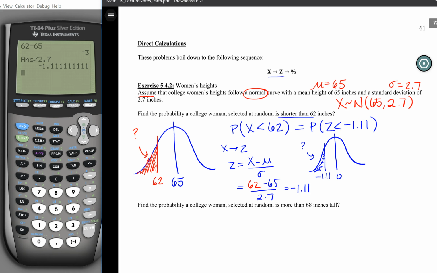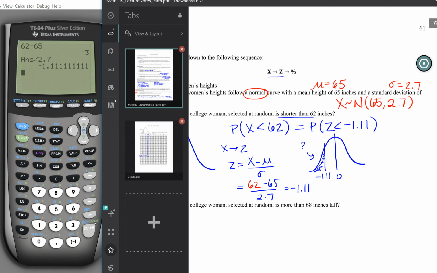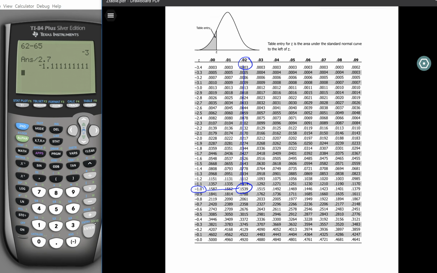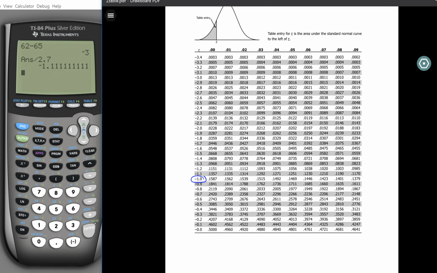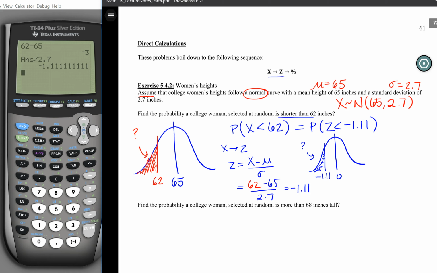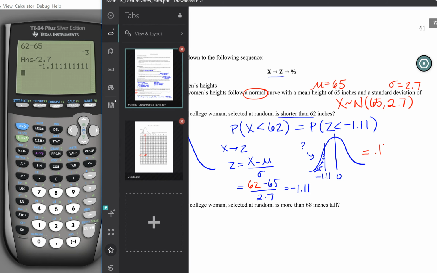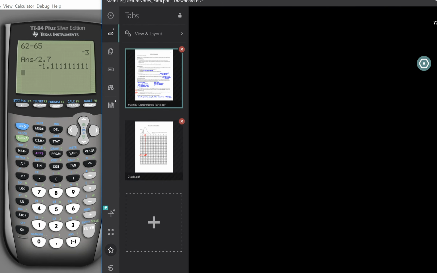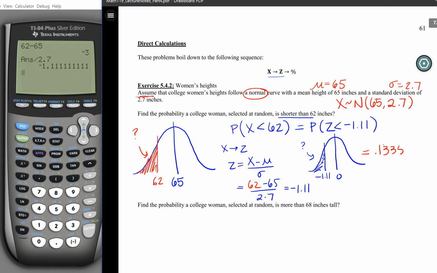So this, we could go straight to the table and look up. If I were to grab my table, I needed a negative 1.11. So let me erase the stuff we did before. Negative 1.11. There's our probability, our area under the curve. Did I say 1135? I think it was 1335. Yes, 1335. So there is our probability. Makes sense based on our drawing. We had something less than half.